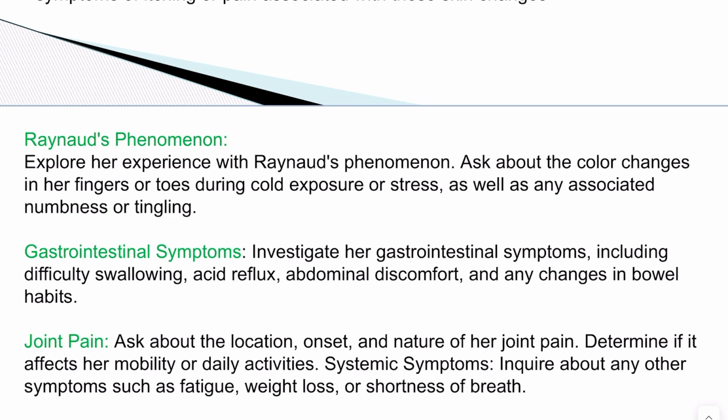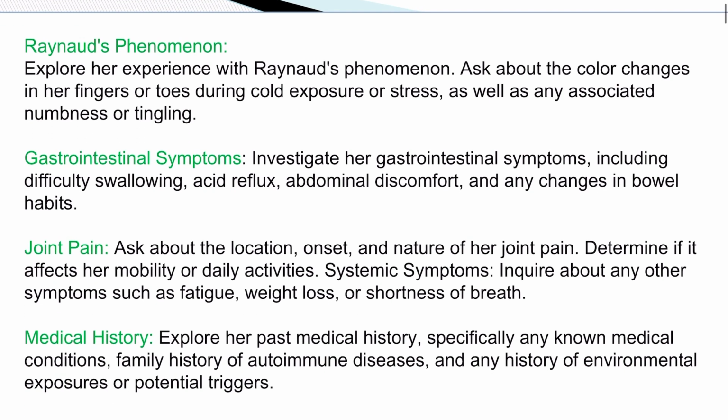We're going to talk a bit about Raynaud's phenomena as well. So explore her experience with Raynaud's. Ask about the color changes in her fingers or toes during cold exposure or stress, as well as any associated numbness or tingling. Explore GI symptoms by investigating her GI symptoms, including difficulty swallowing, acid reflux, abdominal discomfort, and any changes in the bowel habits.